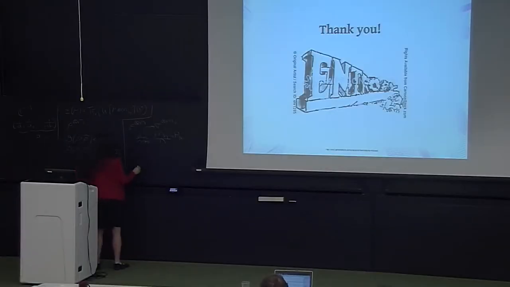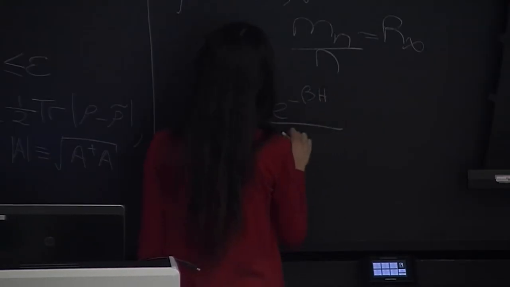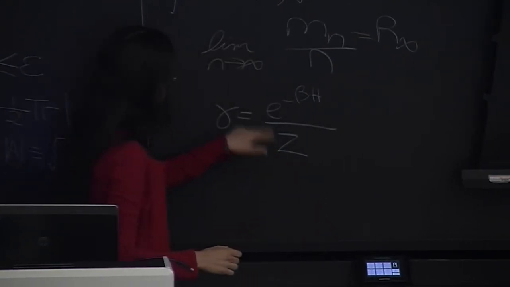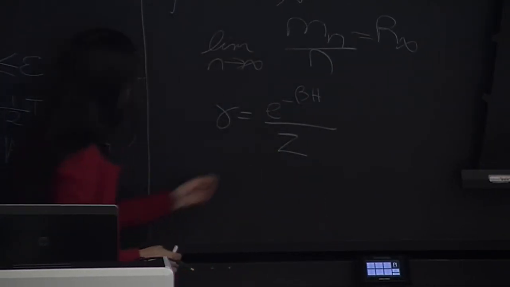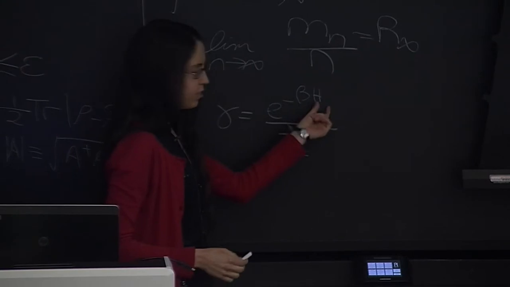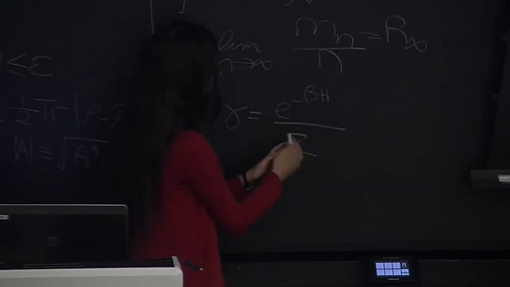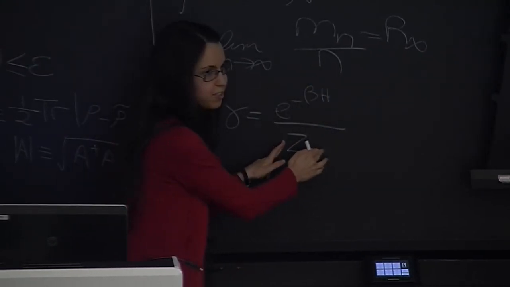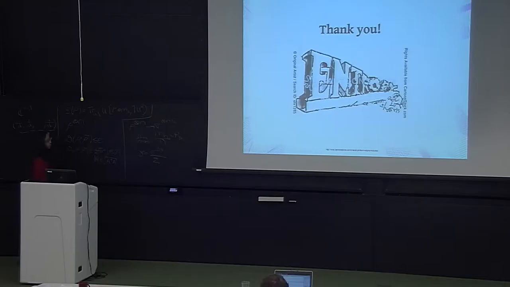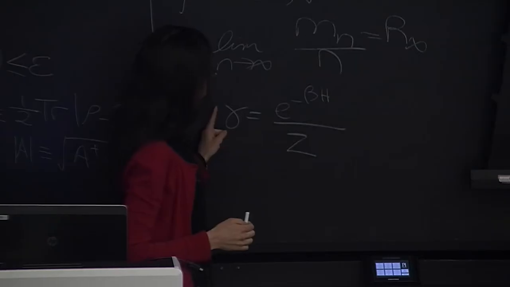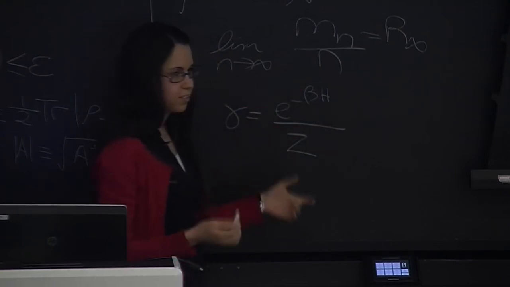And you know, the Gibbs state looks like this, where Z is the trace of this. So if you take this H equal to 0, then this becomes 1. Z becomes the dimension of the states, and you get your spectrum for the uniform state. So any state that does not look like this is a scarce state.